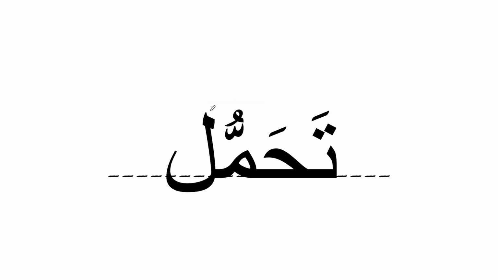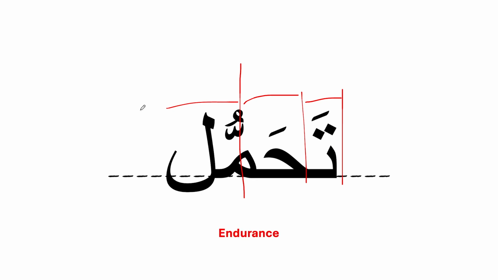Let's do one more example. I have one partition here before the ta, one partition here before the fatha of the ha, and then the third partition will be right in the middle of the m because it has the shadda, it's doubled. So it would be تحمل, تحمل, which is endurance.